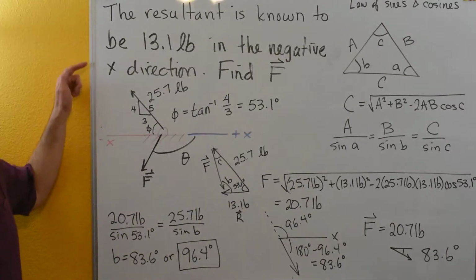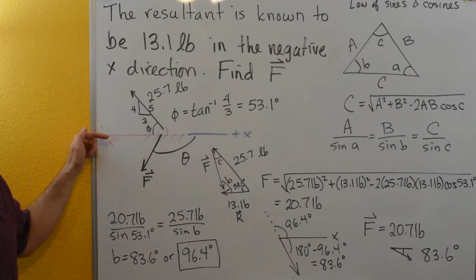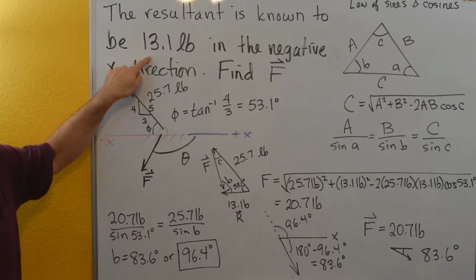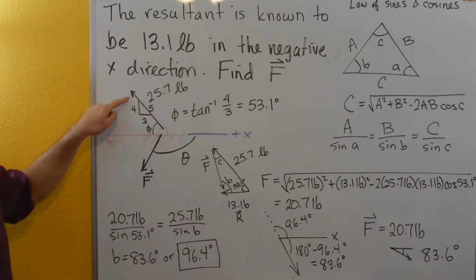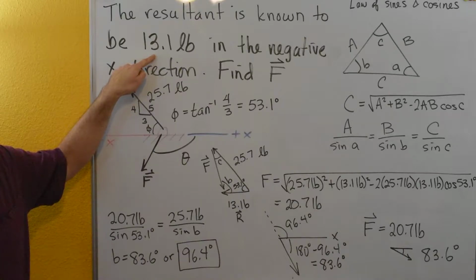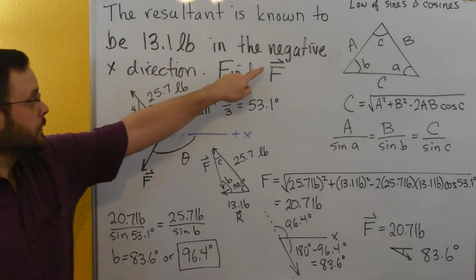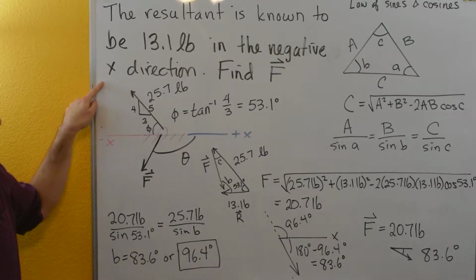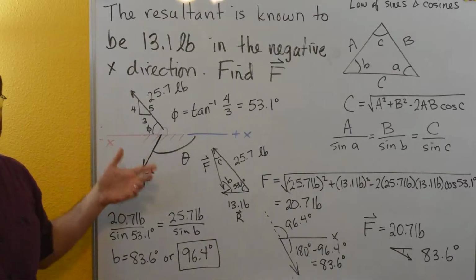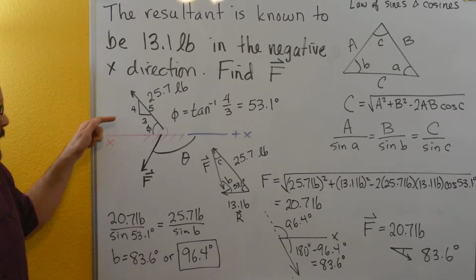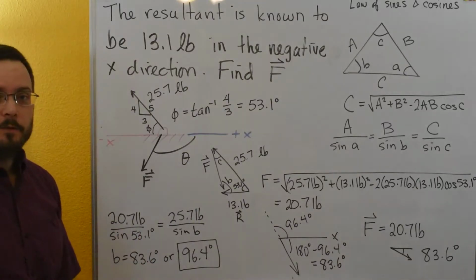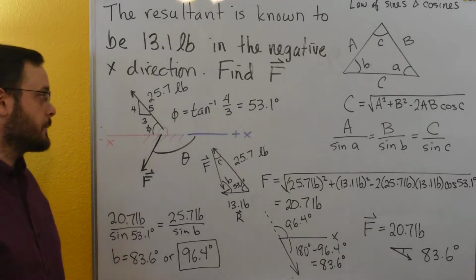So in this problem, we also have two vectors and we have a resultant, but in this case, the resultant is specified. We're given that the resultant of the two vectors has a magnitude of 13.1 pounds, and we're given the direction of the resultant. The resultant is going in the negative x direction, and we're asked not to find the resultant, but to find one of the two vectors that adds up to the resultant. And we've got our angle specified differently with our one force. So let's take a look at how to solve this problem, also using the triangle method.